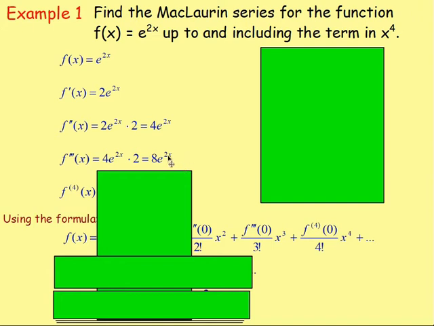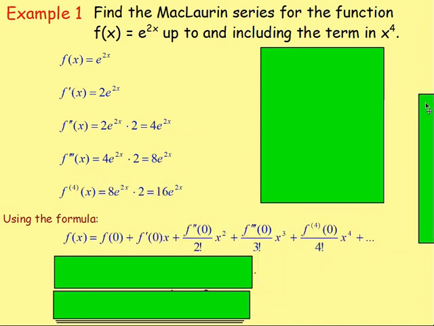Multiply again by that derivative. e to the power of anything stays as it is, the 8 will stay as well. Multiply it by 2 though, and we will get 16 e to the power of 2x. So we have found the first, second, third, and fourth derivatives. We now have to replace x with 0.